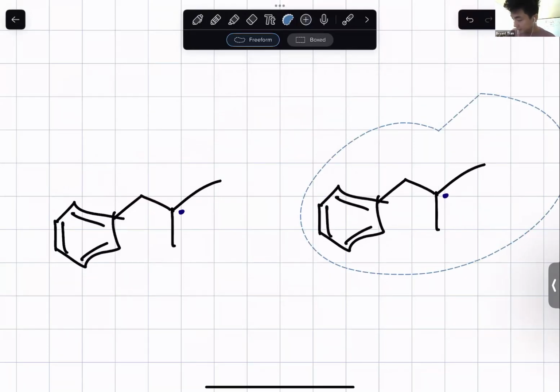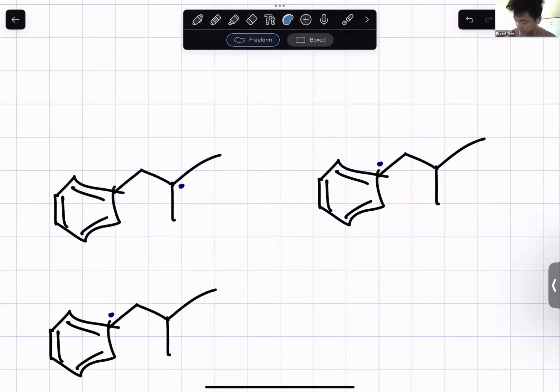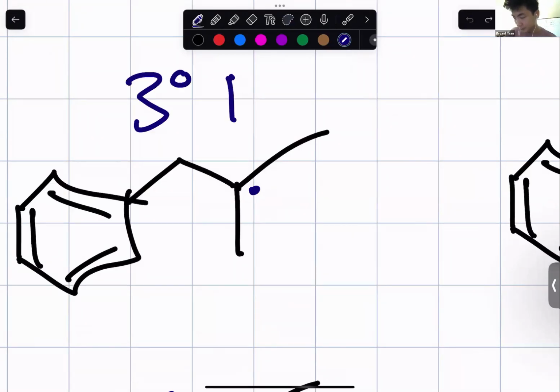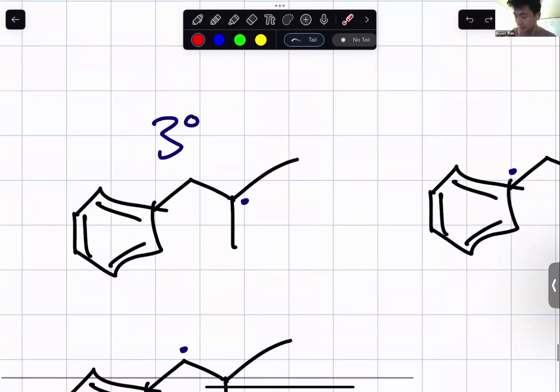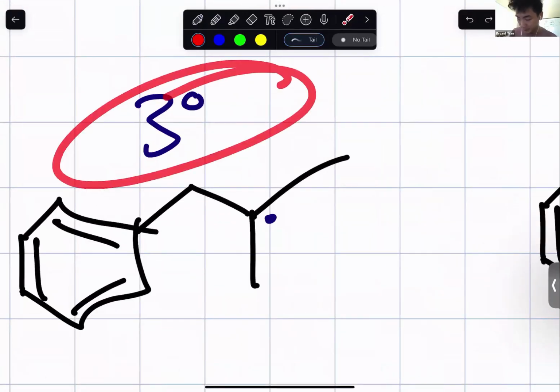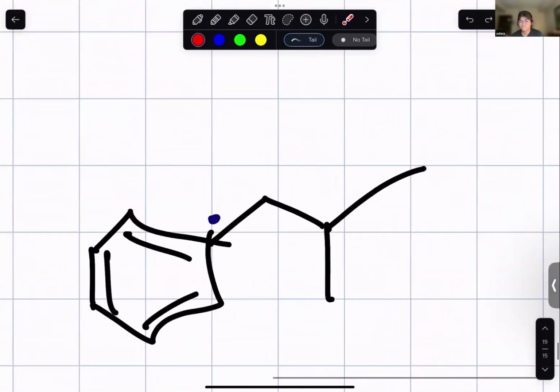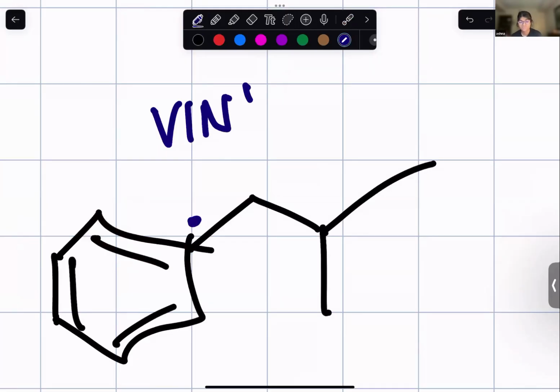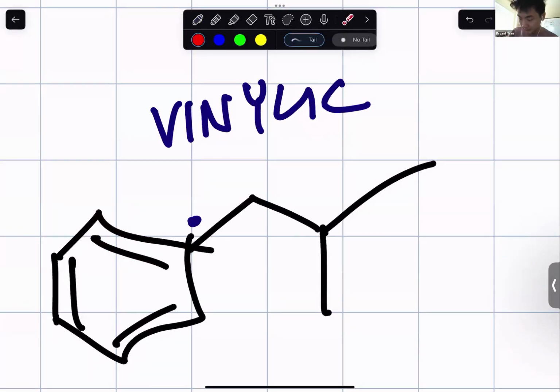So let's compare all of those. Like this one, and this one. Okay. So this radical here is going to be called a tertiary radical, right? I'm not going to say radical because it's going to be the same for all of this. So this right here is a tertiary radical. This one right here, if the radical is on a carbon that is double bonded, we call that vinylic or vinylic position.